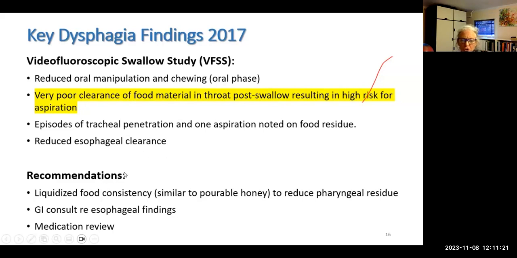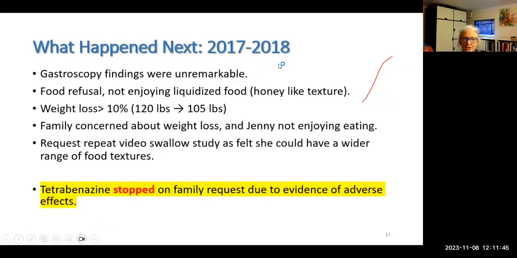So in order to try and make things safer for her and to address some of the issues she'd been having, my colleague had recommended a liquidized food consistency because that cleared much better through her throat. And this is similar to pourable honey, to give you an idea of what that was. Also a GI consult and a medication review. So what happened between 2017 and 18? Not much was found on the gastroscopy.